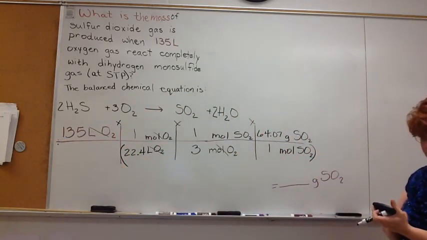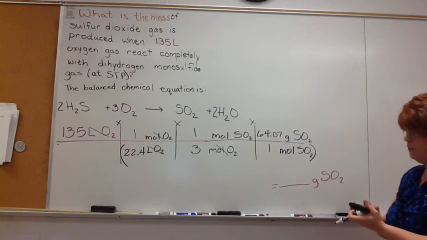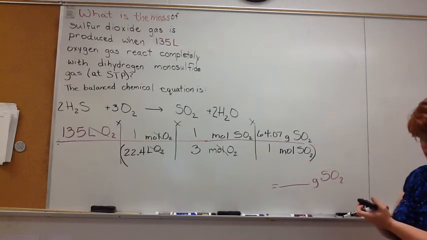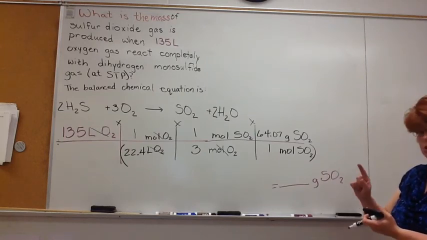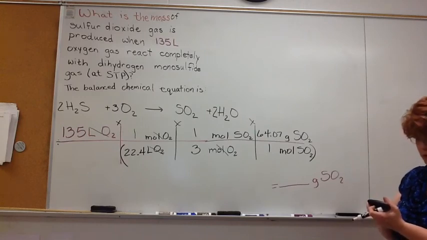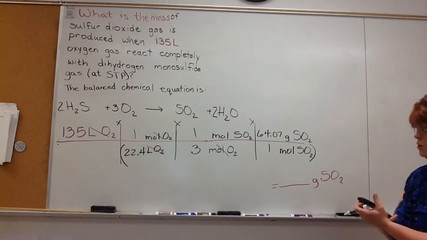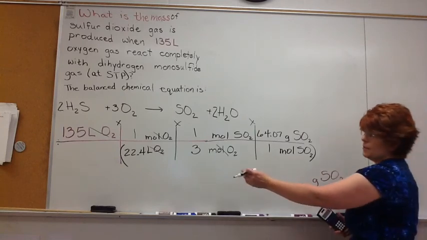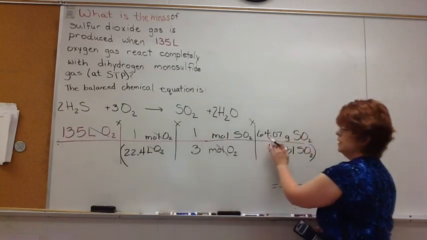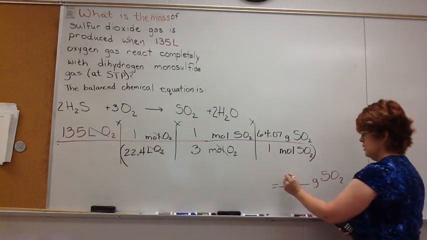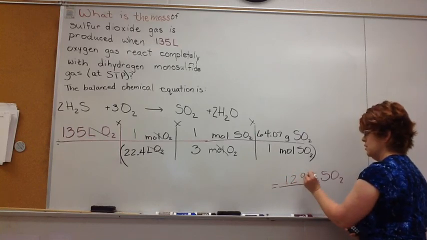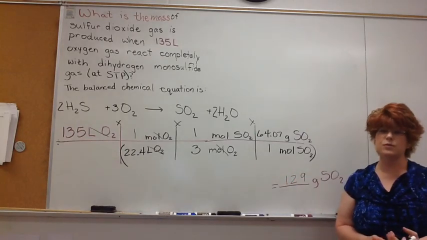So I'm going to punch in 135 times, I have to put in the ones, 64.07 divided by, be sure you include the parentheses, 22.4 times 3, parentheses, is equal to, I gotta think sig figs, looks like I'm going to have 3, way more than 3, infinite, so 3. 129 grams of sulfur dioxide.